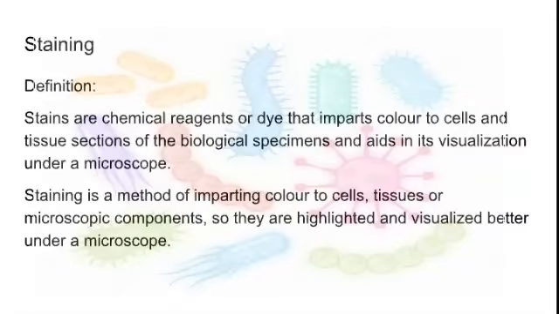What is staining and what is a stain? These are very important definitions when we talk about staining techniques. What is a stain? These are chemical reagents or dyes that impart color to the cells and tissue sections of biological specimens. Why we impart the dye or the color is to visualize the microorganism clearly against a different background.